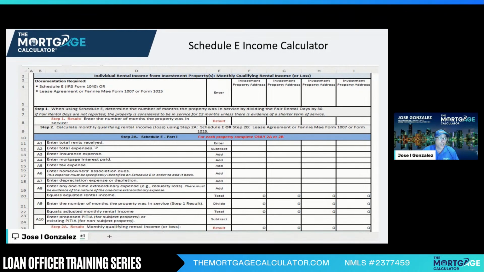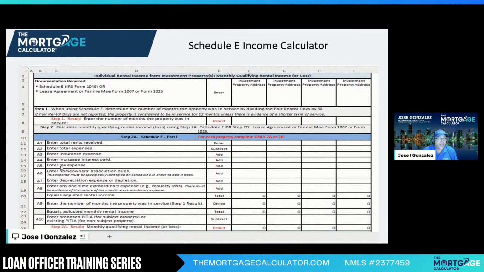Again, this is for a seasoned rental, right? That's where you're going to be using that. And then total expenses, right? Your Schedule E is going to have the total of the expenses, and then we're going to add back the expenses that we're not considering. So again, we mentioned insurance. If the borrower is already escrowing for insurance in their monthly payment, then you would definitely add the insurance expense back. Here is the mortgage interest paid as an added back amount, right?